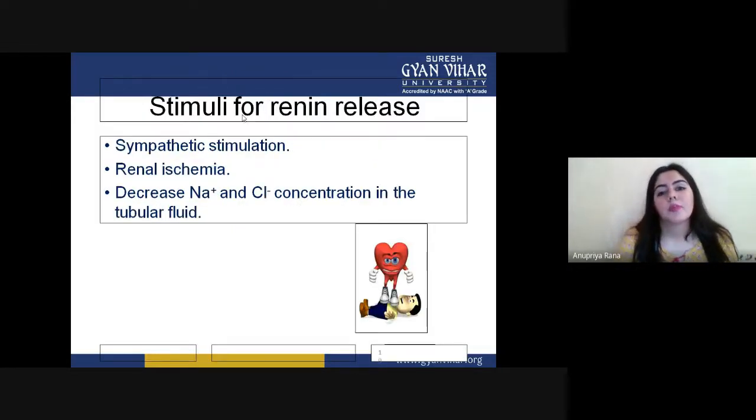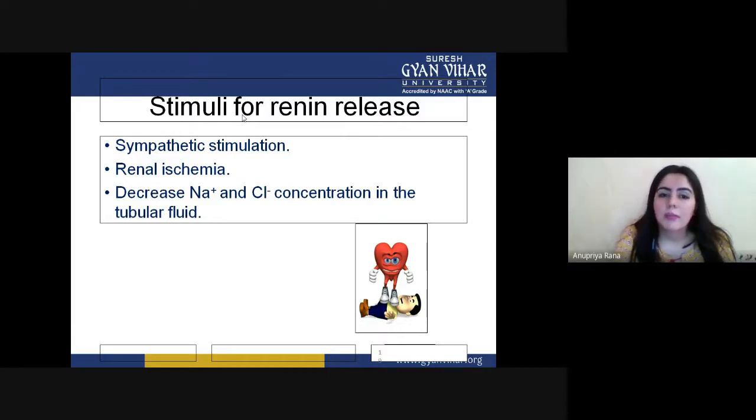Now there are some stimuli for renin release. Basically, the cells have stored renin inside, so there will be some stimuli which help the renin to be released. Everything in our body works on some kind of stimuli.